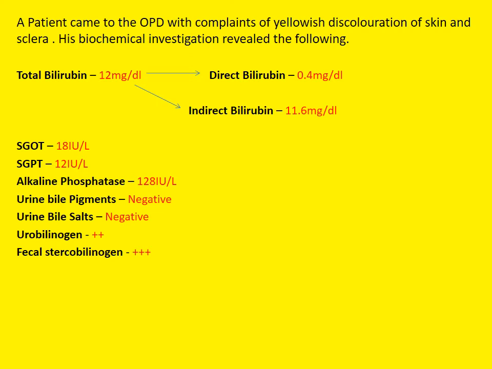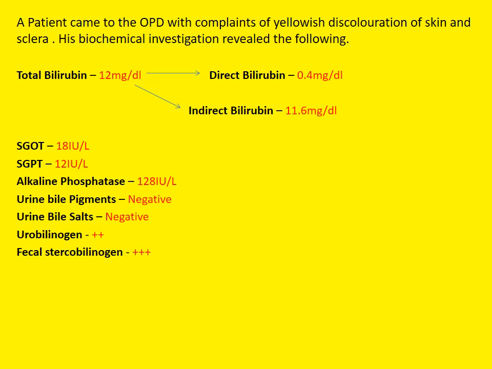Urine bile pigments negative, bile salts negative, urobilirubin plus plus, fecal starch plus. So there is total bilirubin 12 mg per dl, and conjugated or direct bilirubin is only 0.4 mg per dl. Indirect bilirubin, that is unconjugated bilirubin, is 11.6 mg per dl.